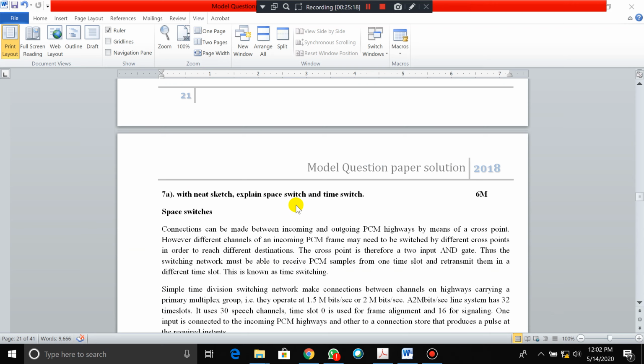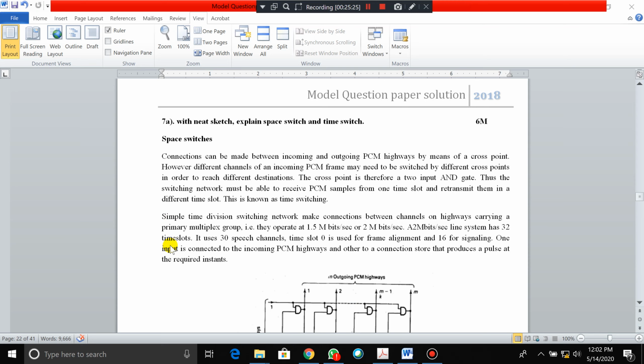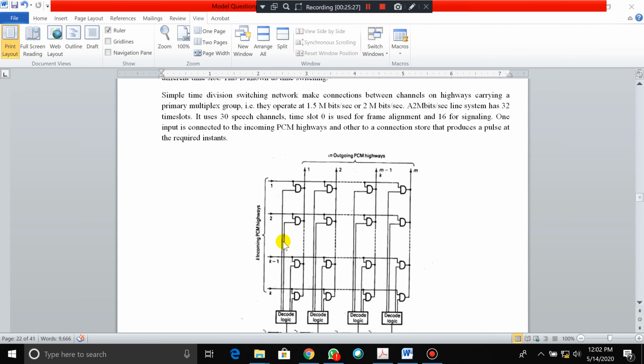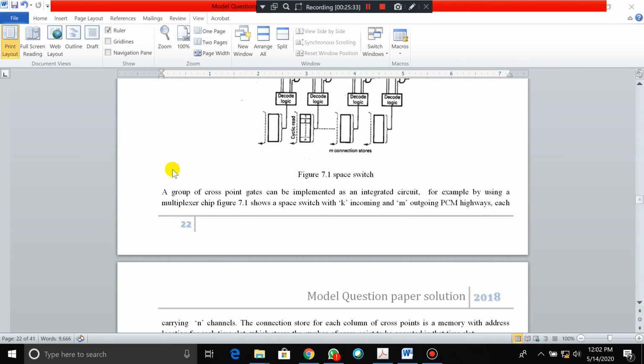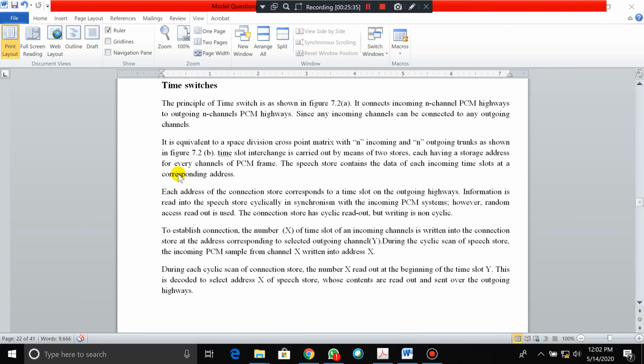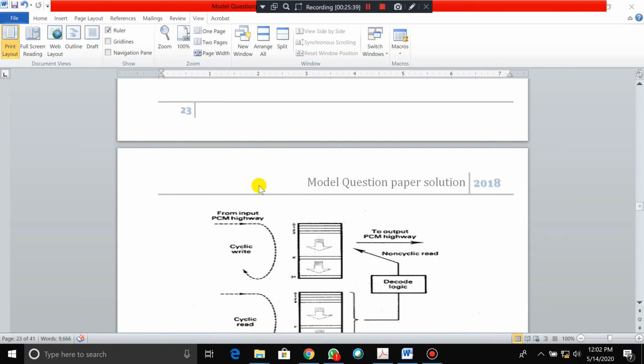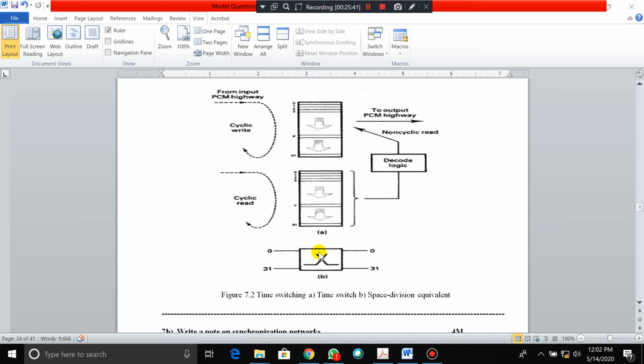Explain the space switch and time switch. Again here you need to explain the connections, and you have to write a diagram of the space switch, which is very important. Practice this diagram for time switches. Again you have to do the explanation. If it is 8 marks, each will carry 4 marks.